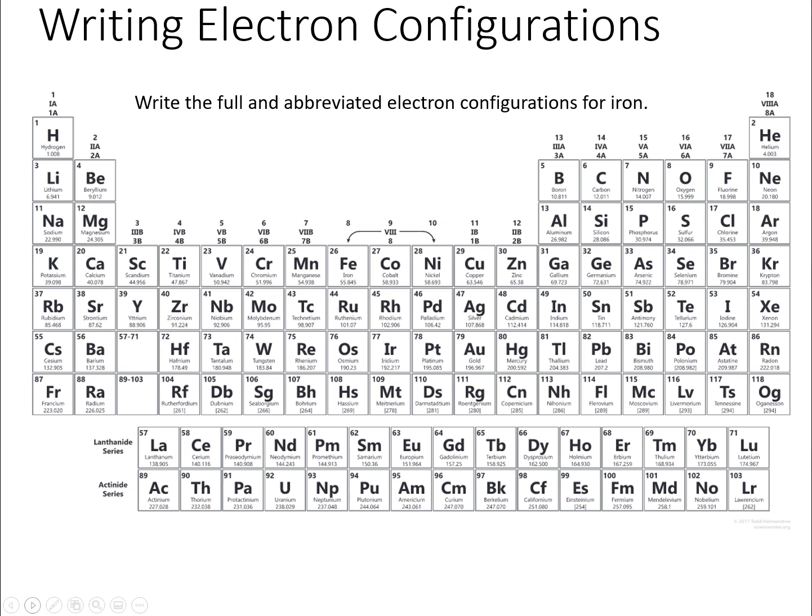We're going to start with Electron Configurations, and this again is the end of Chapter 4. We'll start by doing the full electron configuration for iron. But before we do that, I'm going to go through and highlight all the different blocks and kind of label this periodic table. Feel free to do the same thing with me if you have a printed copy or you have a tablet.